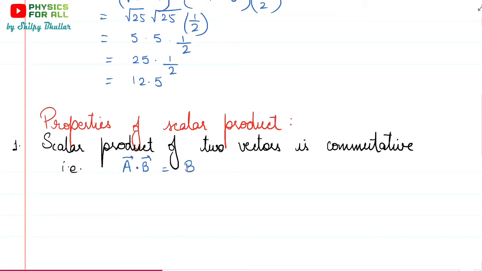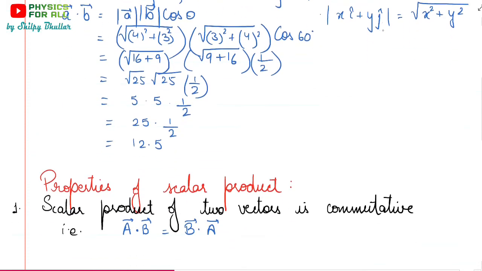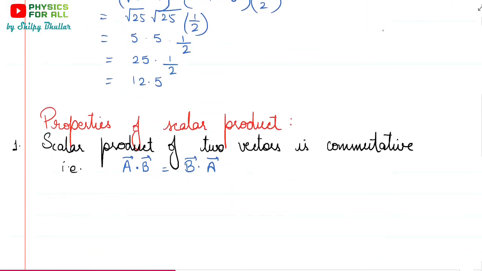That means this is equal to B dot A. No matter whether you write A first and then B, or you write B first and then A, the answer is going to be the same. Why is it the same? Because all in all, we have to find the magnitude. We know that the formula of A dot B involves the magnitudes of these two vectors, and magnitudes are simply numbers. So if you multiply 2 into 3 or you multiply 3 into 2, after all you will get 6, nothing else. That's why the scalar product of two vectors is commutative.